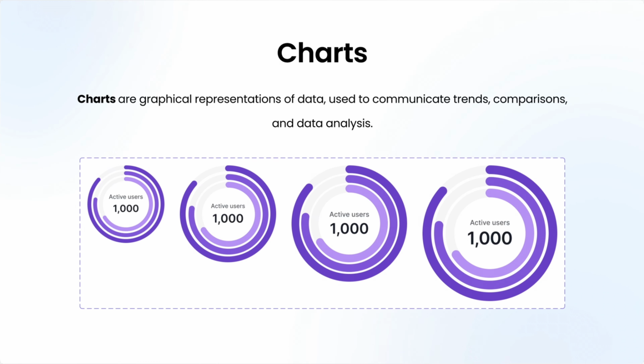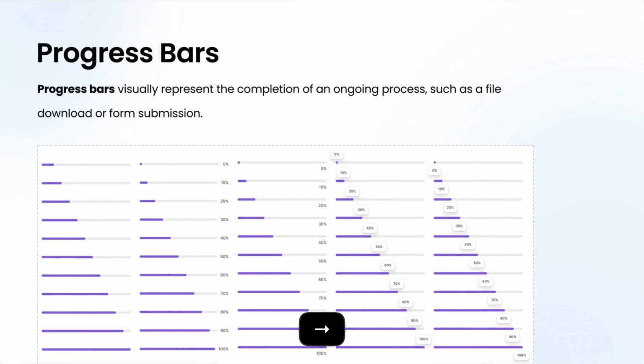So either associate it to an icon or some sort of a visual is going to be quite a good practice to keep in mind. Now, the very next one is progress bars. Now, progress bars essentially visually represent the completion of an ongoing process, such as a file download or form submission. So this is going to be very important because it's going to notify the user that progress is being made.